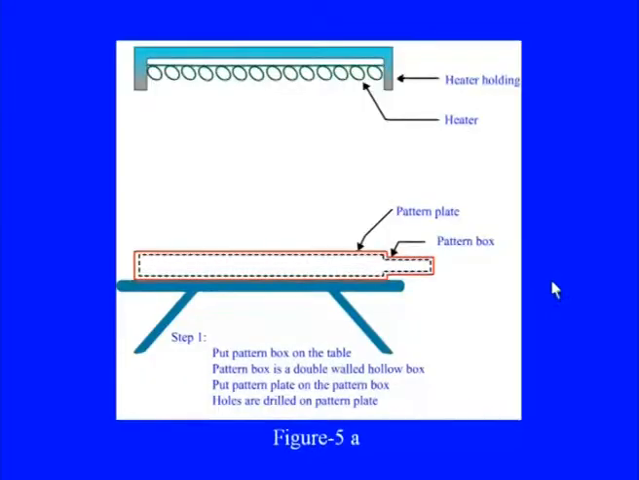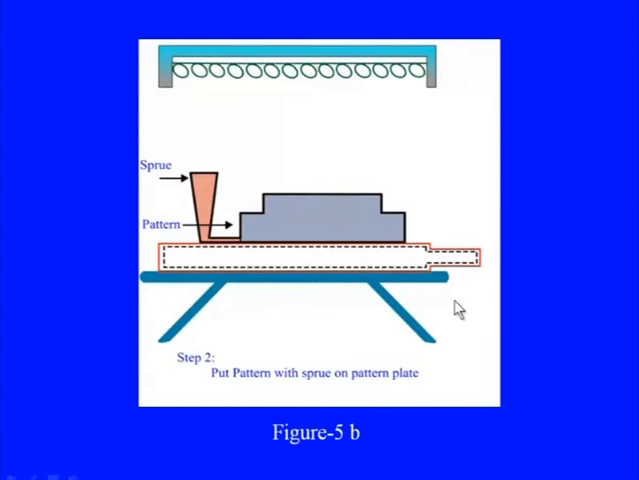The first step is as shown in the screen. Here, the pattern box on the table is placed like this. Then the pattern plate is placed on top of the pattern box. In the next step, pattern with the sprue is placed on the pattern plate. This is the sprue and this is the pattern.